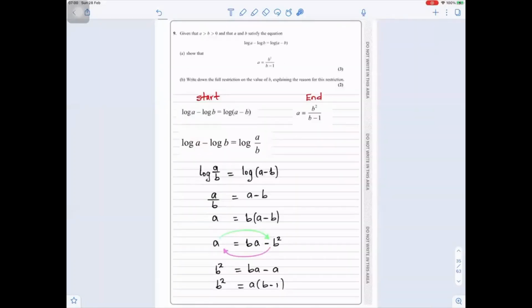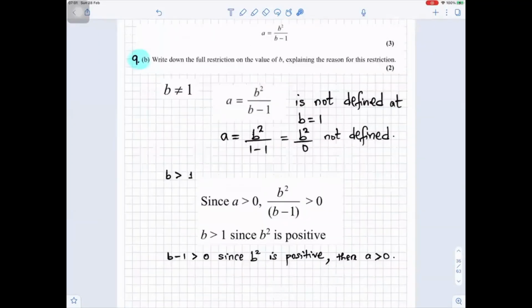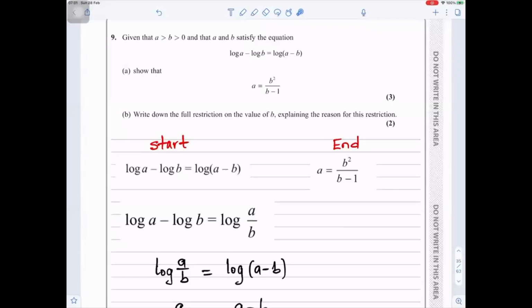So that's question 9A, and that's question 9B. From the examiner's report, there were many good attempts to this question, and most students were able to achieve the first part, but part B was only for the very best students who could do it.